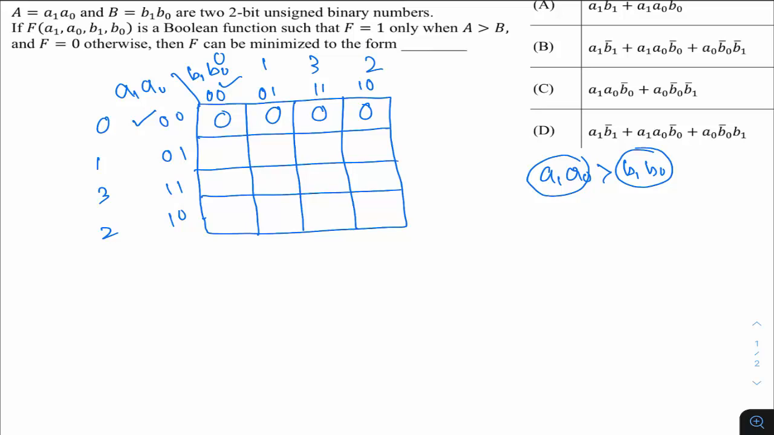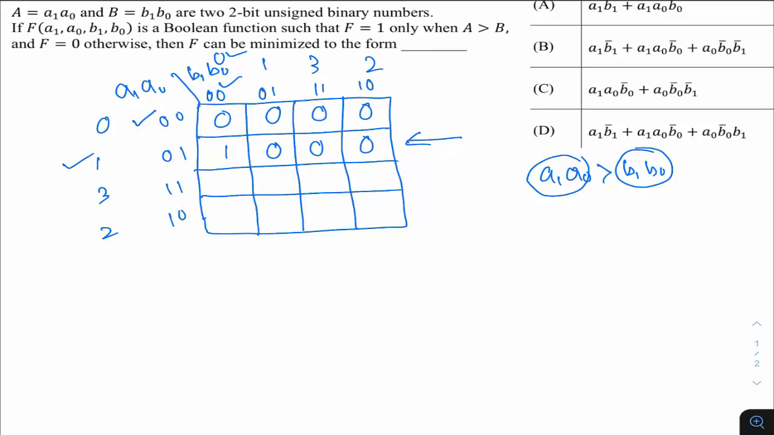In the second row, the first box of the second row has A value 1 and B value 0. So yes, A is greater than B. So you get 1 here. Next case, A is 1 and B is 1, 3, 2. So again, A greater than B we are not getting in the remaining 3 boxes. So I'll get zeros here.